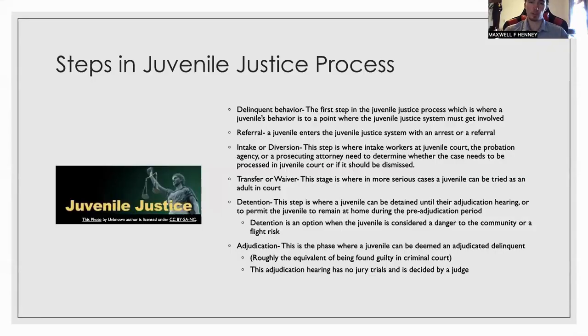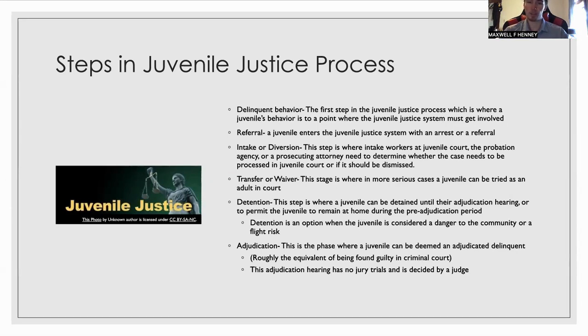Steps in the juvenile justice process. Delinquent behavior is the first step in the juvenile justice process, which is where a juvenile's behavior is to a point where the juvenile justice system must get involved. Referral. A juvenile enters the juvenile justice system with an arrest or a referral. Intake or diversion. This step is where intake workers at juvenile court, the probation agency, or a prosecuting attorney needs to determine whether the case needs to be processed in juvenile court or if it should be dismissed.